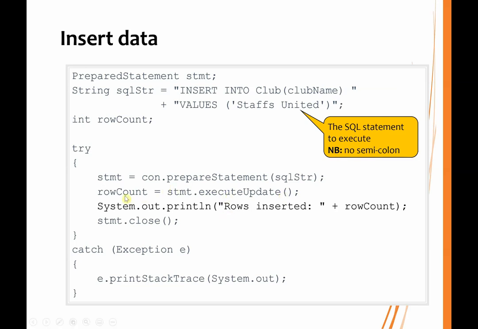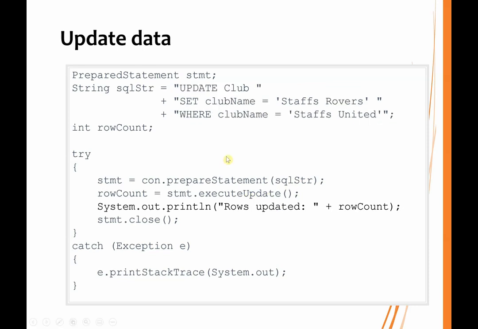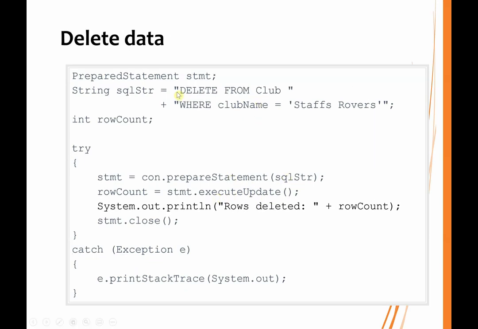And that returns an integer which will tell us how many rows have been affected by the SQL command that we have just executed. With an update, here's a typical update string, and we use executeUpdate having prepared the statement. There's the delete as a string, and then we prepare the statement, executeUpdate, and the deletion is done.